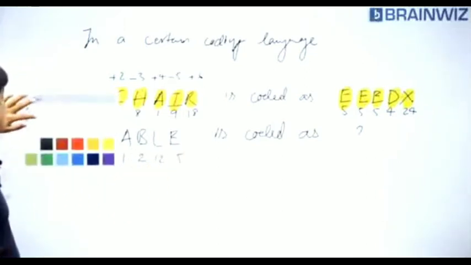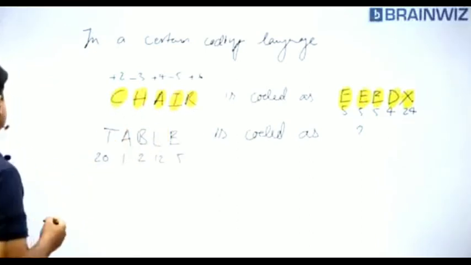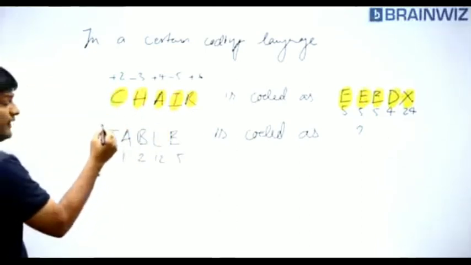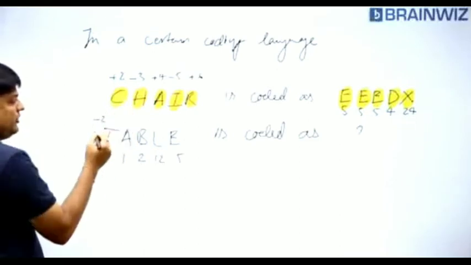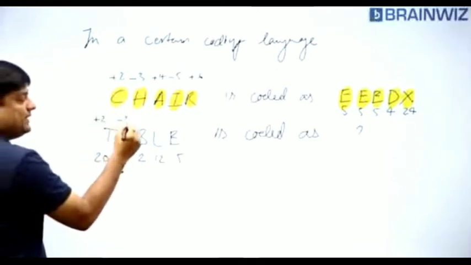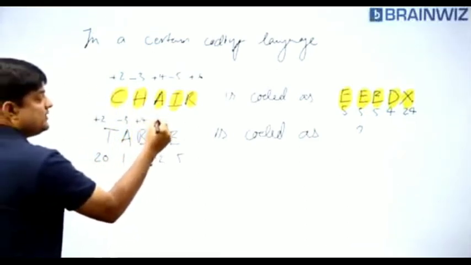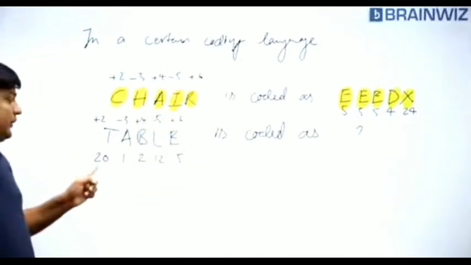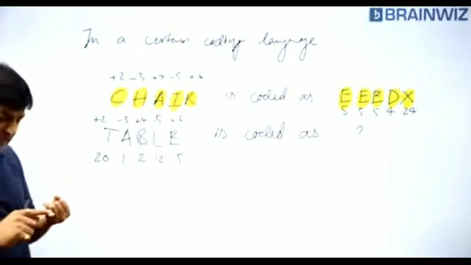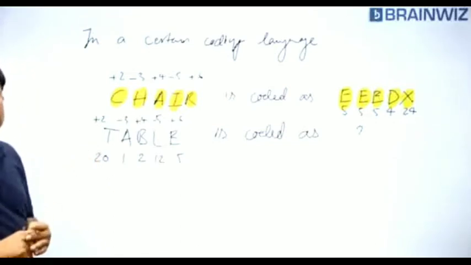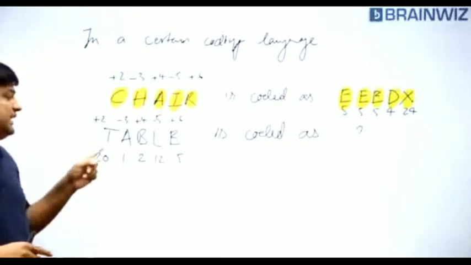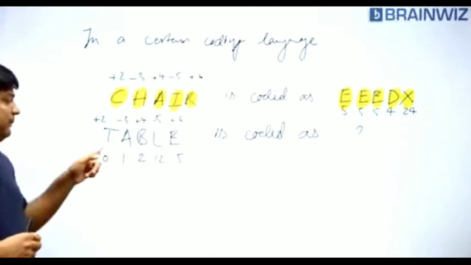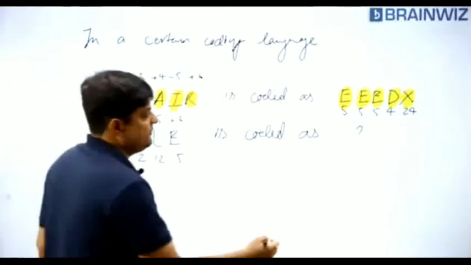Okay. Now, students, let's try to move forward, and I'm applying the same thing. First letter, minus 2. Then, sorry, plus 2. Minus 3, plus 4, minus 5, plus 6. Following everybody? Now, 20. Don't count 21, 22 for T like that. You know the rank of T. Better you do it like this. What's the rank of T? 20. 20 plus 2 is 22. That is V.